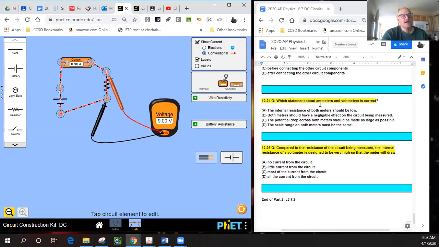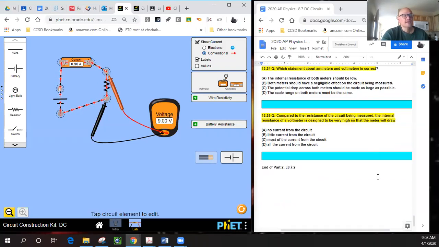12.24. Which statement about ammeters and voltmeters is correct? We should have the internal resistance of both meters should be low. Intuitively that seems correct, and that is right. And finally, 12.25, compared to the resistance of the circuit being measured, the internal resistance of a voltmeter is designed to be very high so that the meter will draw little current from the circuit.